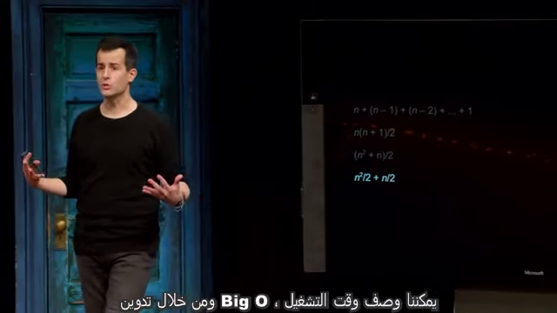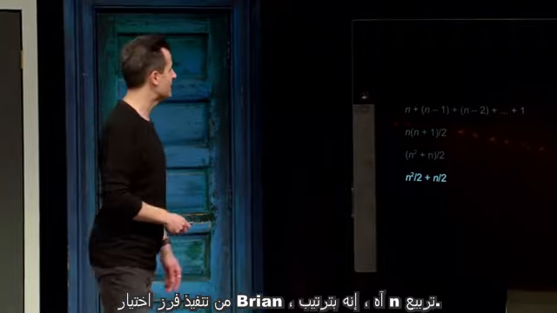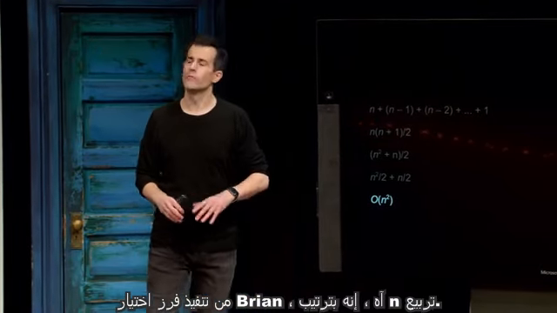And so with our big O notation, we could describe the running time of Brian's selection sort implementation as being on the order of n squared.